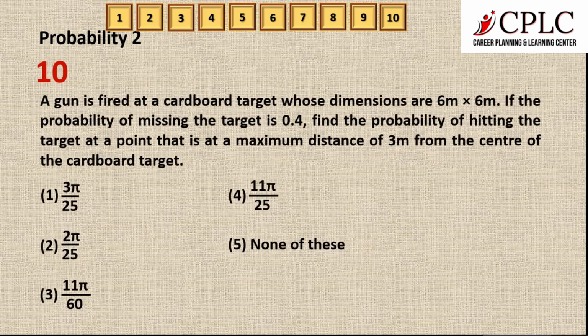Last one. A gun is fired at a cardboard target whose dimensions are 6 by 6. So it's a square basically. If the probability of missing the target is 0.4, find the probability of hitting the target at a point that is at a maximum distance of 3 meter from the center of the cardboard target. So what are we exactly looking for again? The cardboard target is of square shape. Probability of missing is 0.4, so hitting will be 0.6.